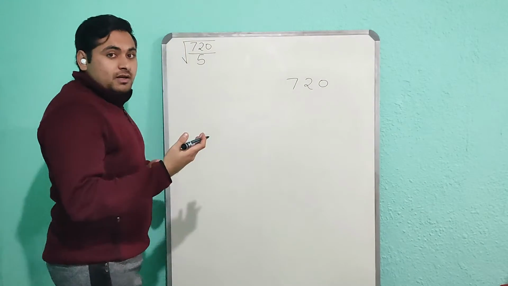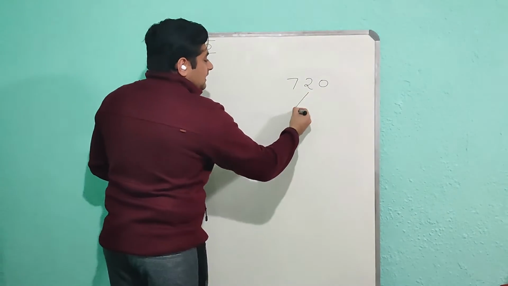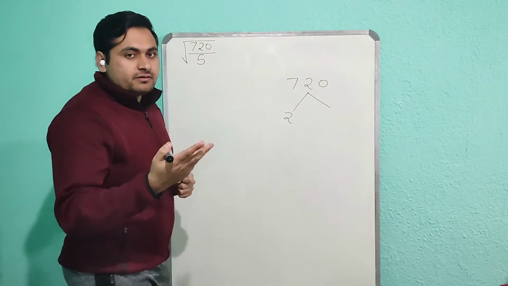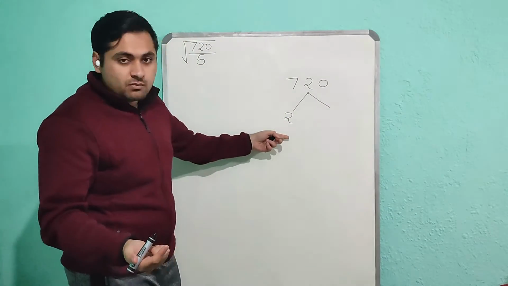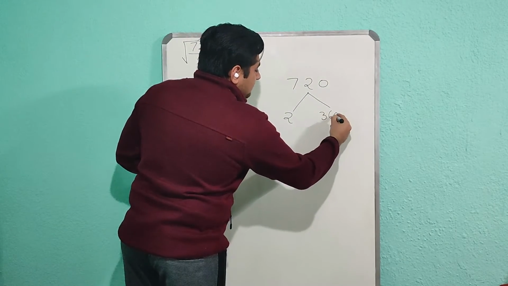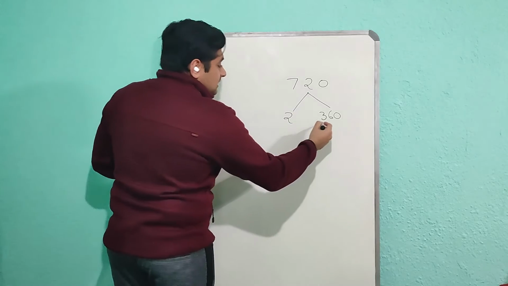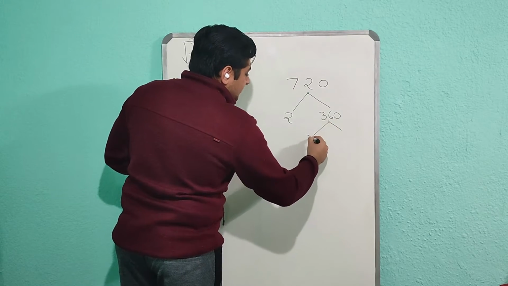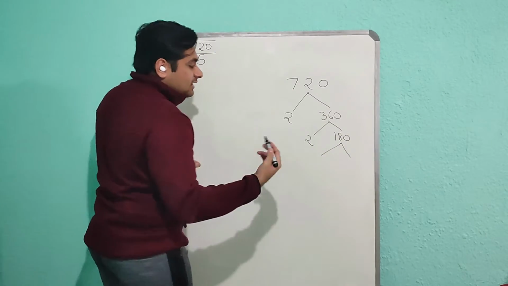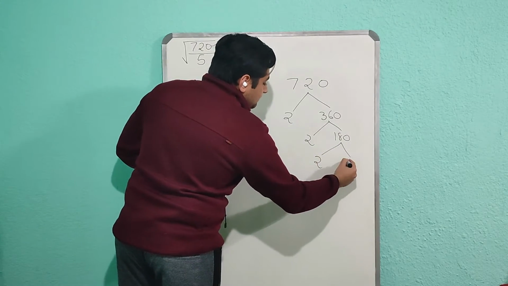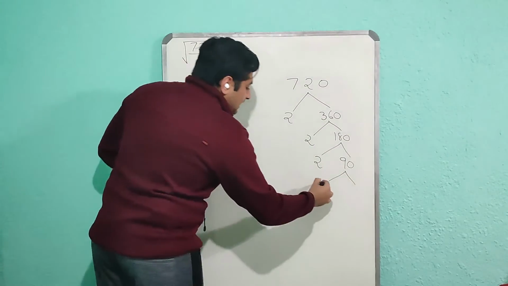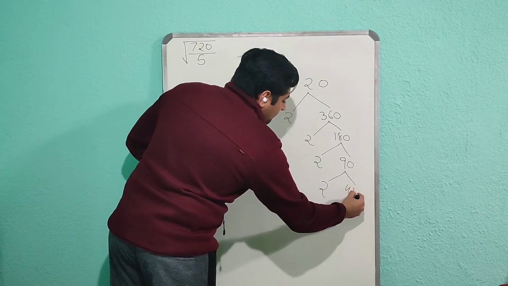We know 720 is an even number. So if we divide 720 by 2, so even numbers are only divisible by 2, 4, 6 or 8, right? But we need the smallest divisor. So 720 divided by 2, we get our answer as 360, right? 360 again is an even number, divide by 2 gets us 180. 180 is again an even number, so divided by 2 gives us 90. And 90 is again an even number, divide by 2 gives us 45.